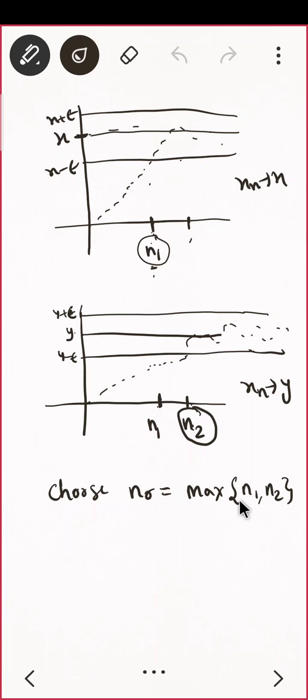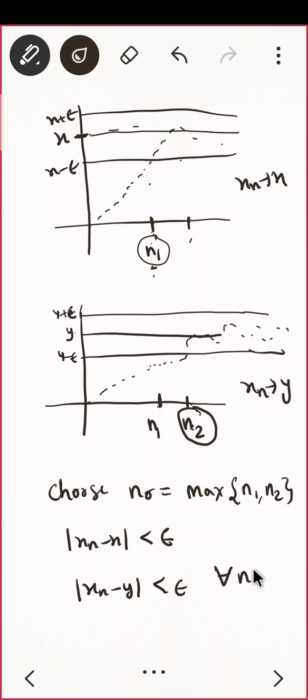If my n naught is the maximum, then you should write the statement once again, that is, mod of xn minus x must be less than epsilon, and mod of xn minus y must also be less than epsilon for all n greater than or equal to n naught. Is that clear to you? Because it is the maximum of n1 and n2. For x, n1 will come, for y, n2 will also come. So you just have to take the maximum so that both the things are satisfied. If you agree with this, then we should go ahead.